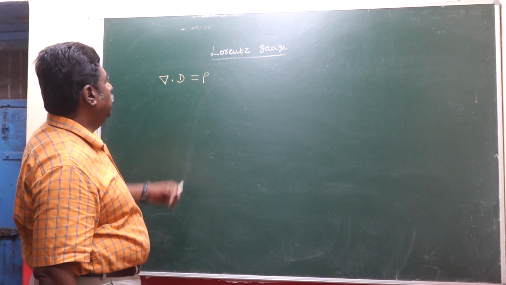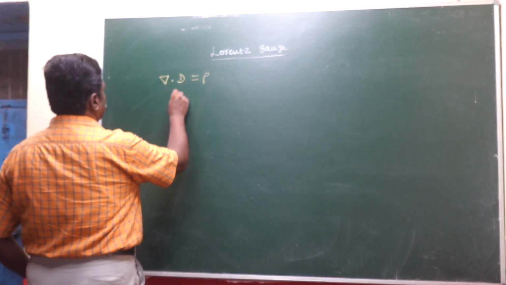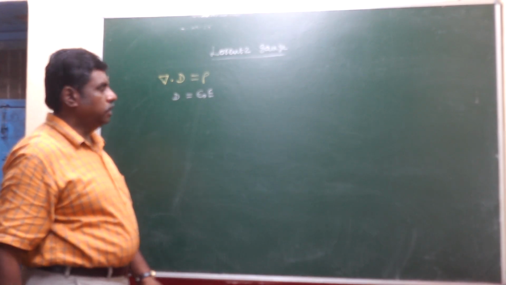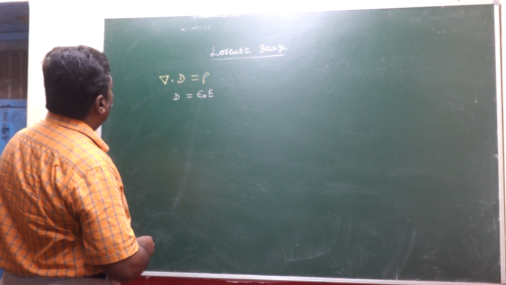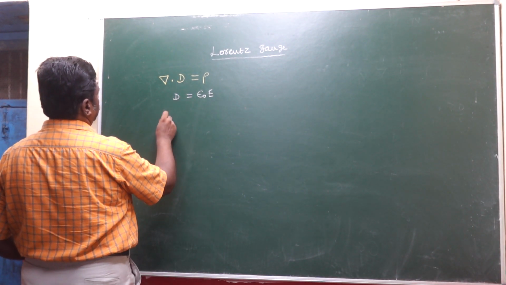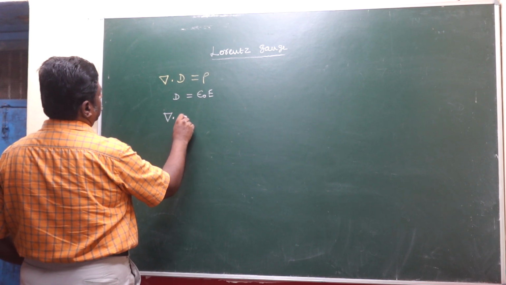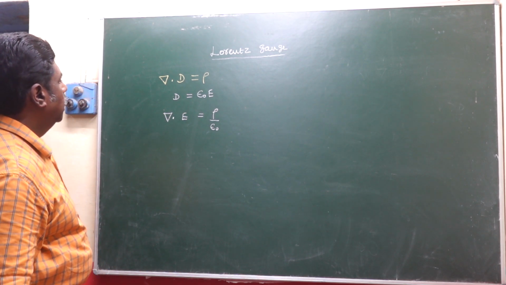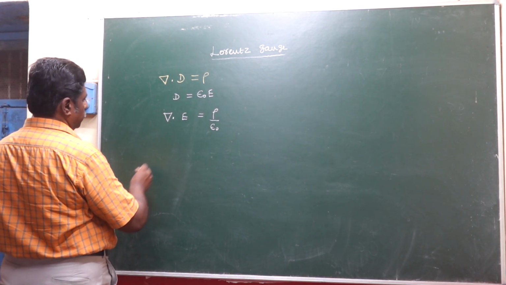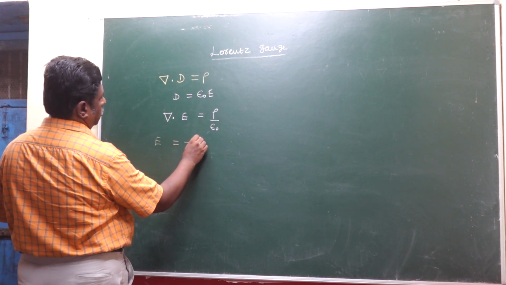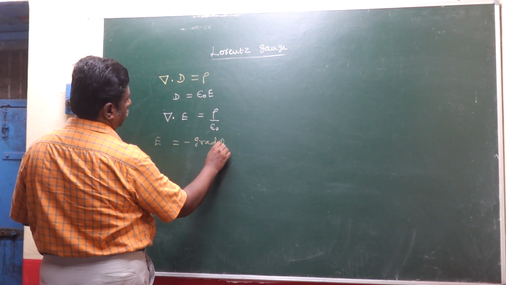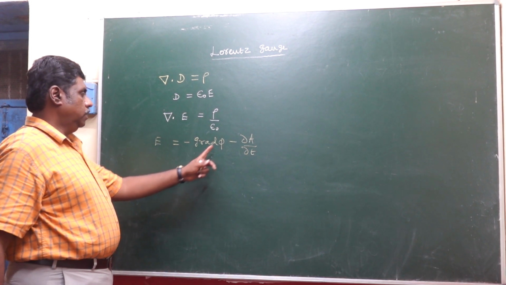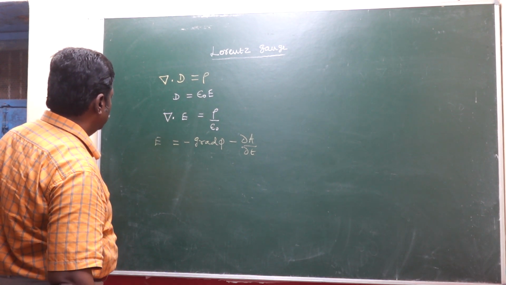You know the value of displacement vector D equal to epsilon naught into E. Therefore, this equation is modified as div E equal to rho by epsilon naught. The value of E is minus grad phi minus dou A by dou t. We have expressed E in terms of scalar and vector potentials.